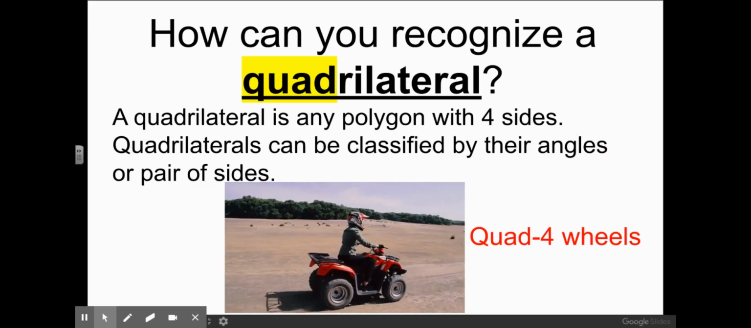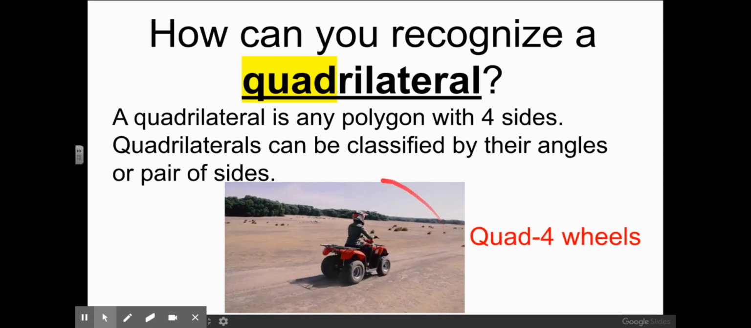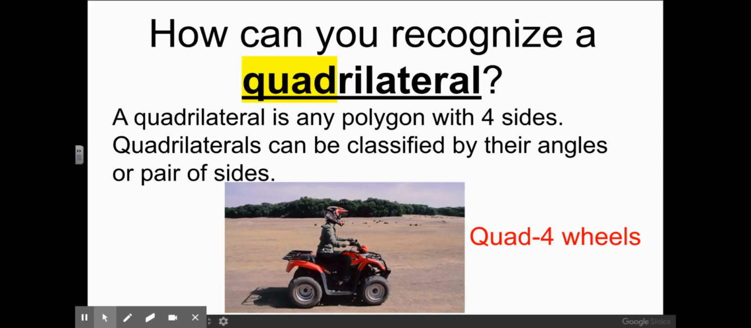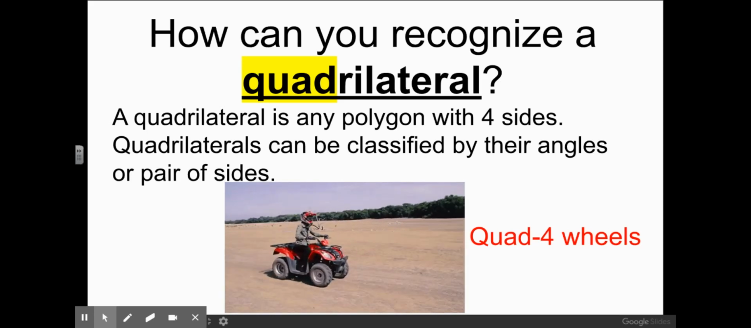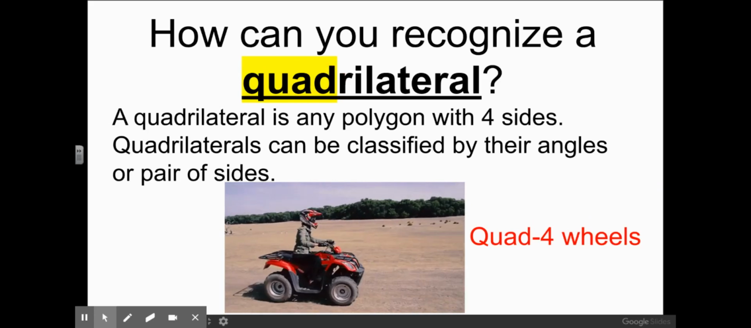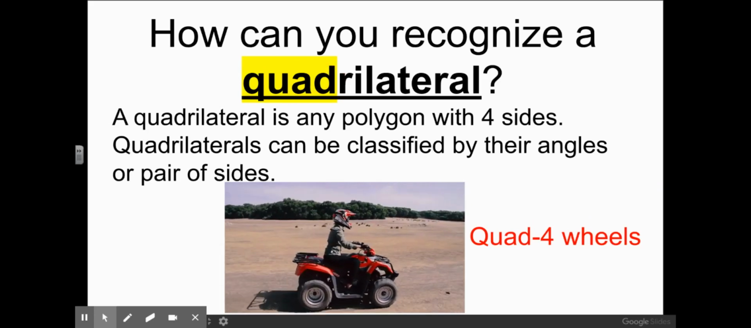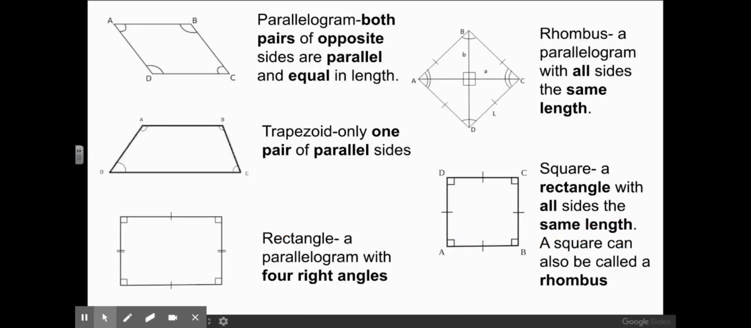Okay, so I like to think of a quad, or this quad right here, and it's called a quad because it has four wheels. Now, quadrilateral begins the same way. That means it has four sides. So anything that has four sides is a quadrilateral. Now, these are different types of quadrilaterals. They each have different characteristics or attributes. And we're going to go over these really quickly.